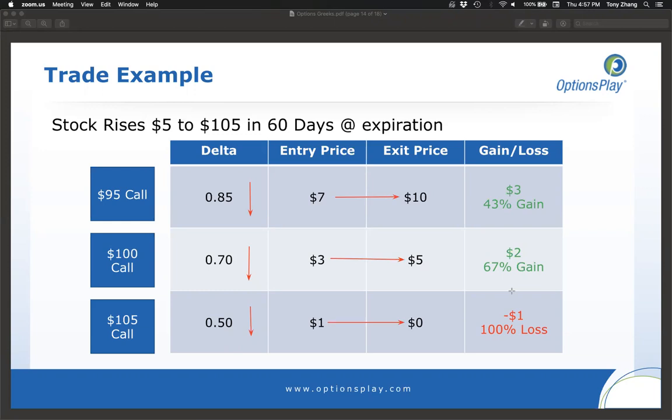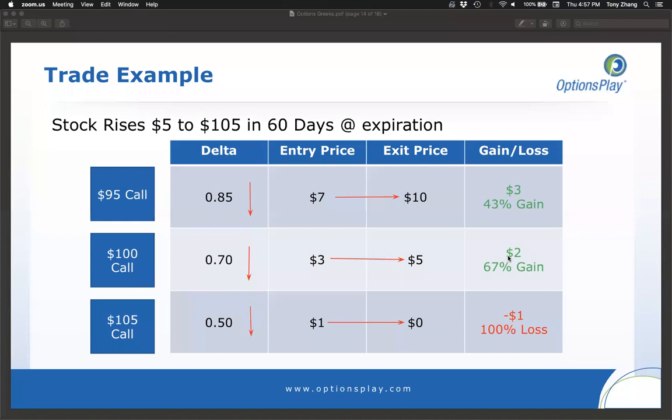In the previous example, we showed you how delta affects the price of an option. Now let's take a look at how time does. So now the stock moved up $5, but another 30 days went by. So guess what? I'm going to lose some value on my option. So in my in the money example, I'm looking at a $3 gain or a 43% gain. On my out of the money, I'm looking at a $2 gain or a 67% gain. And my out of the money options are worthless because at 105, a 105 strike call is worth nothing. Even though I only paid $1 for it and I lost $1, I lose 100% of my investment.